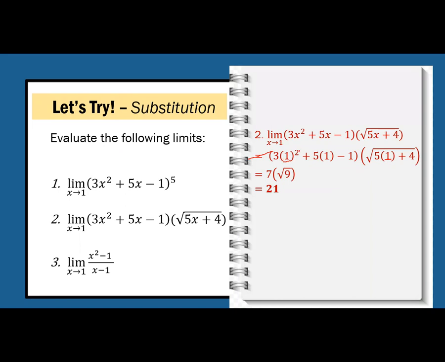So we'll have 1 squared is equal to 1, times 3, it's 3, plus 5, minus 1. So that would be equal to 7 times the square root of 5 times 1, which is 5, plus 4, which is 9. So we'll have the square root of 9. So we'll now have 7 times the square root of 9, and that's 3.